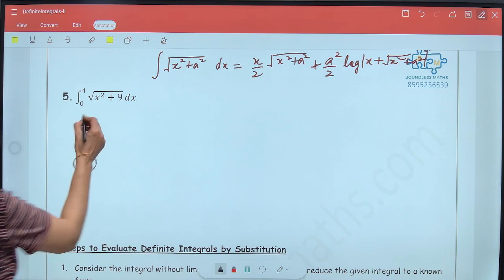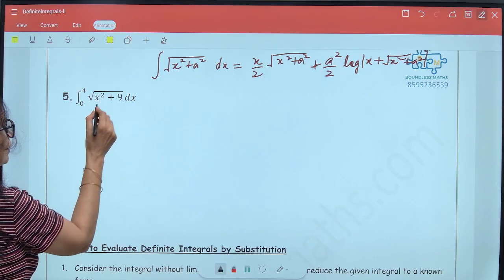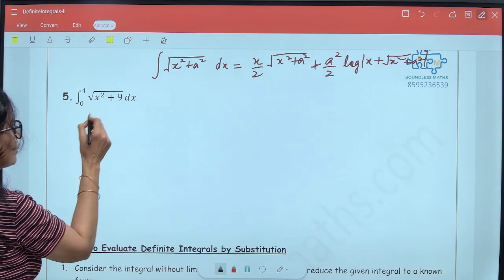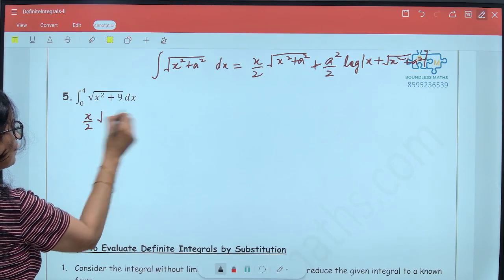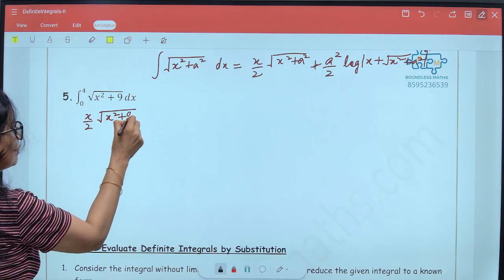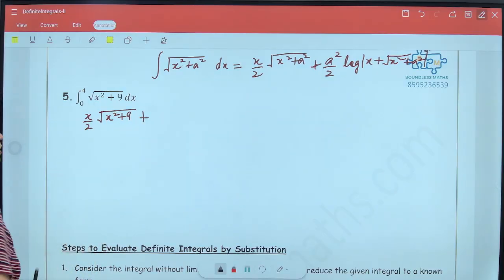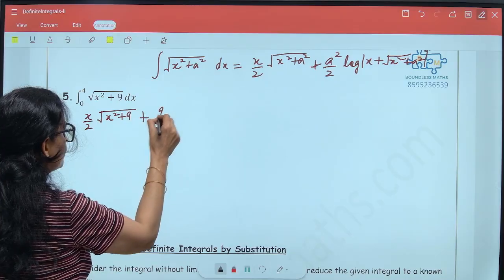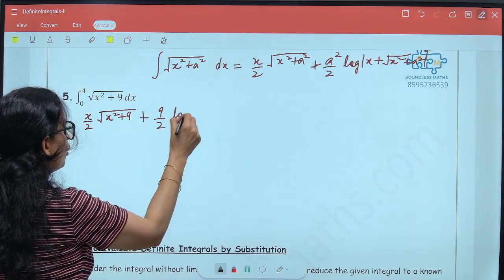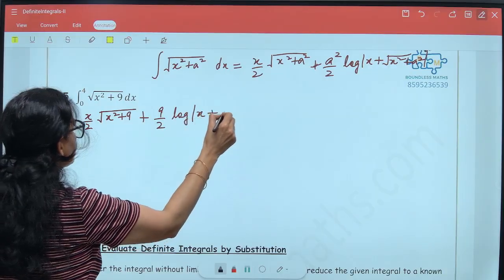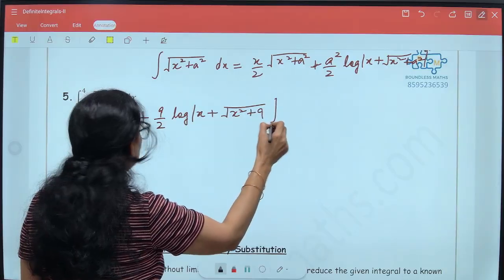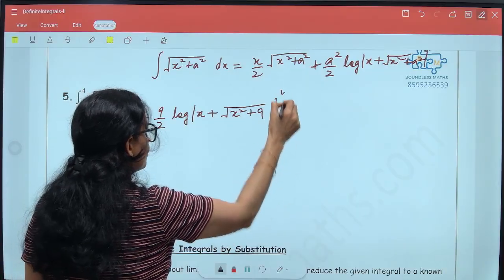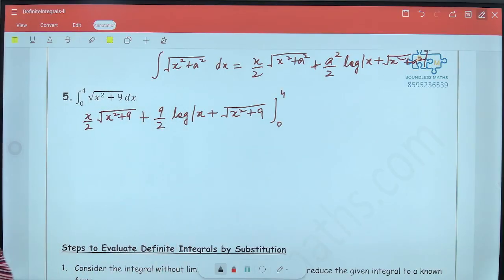So that means this integral becomes, here a is 3, so this becomes x by 2 square root of x square plus 9 plus a square. A square is 9 here, so it is 9 by 2 log of x plus square root of x square plus 9. Now the whole thing is to be delimited with 0 and 4. No constant is needed here, right.